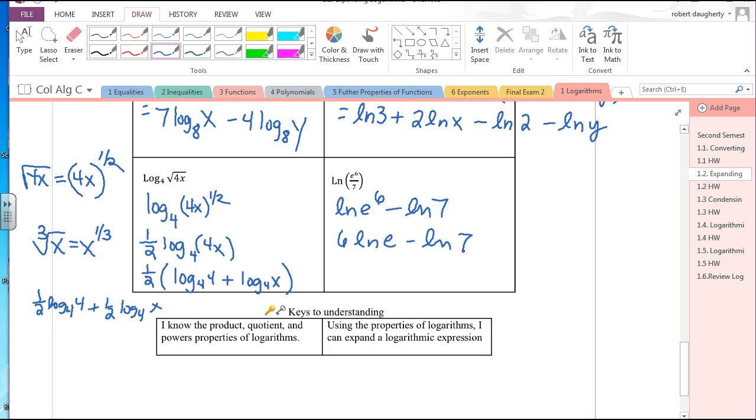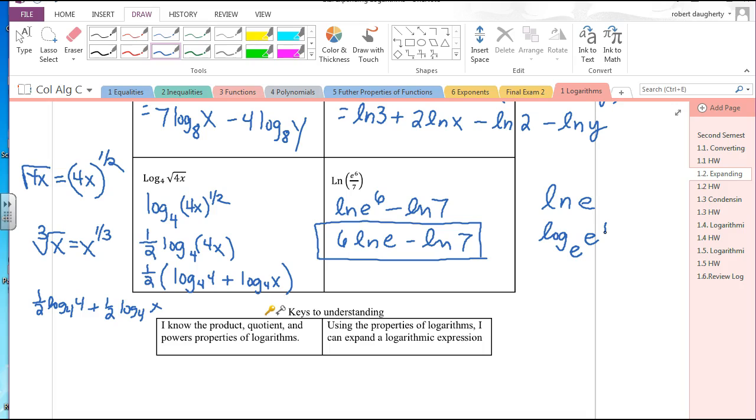I would take this as a correct answer, no points taken off. It's right. But you can go a little bit further on this one. So for example, ln of e, that's the log base e of e to the first power. That's what this means.